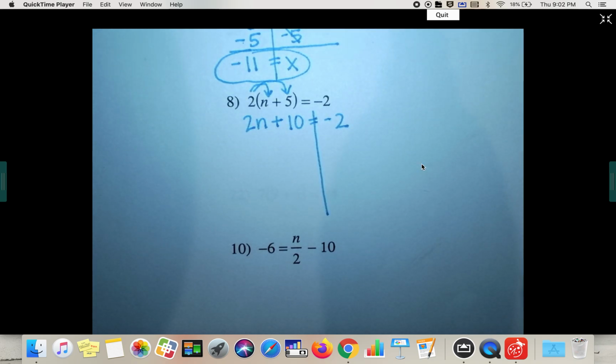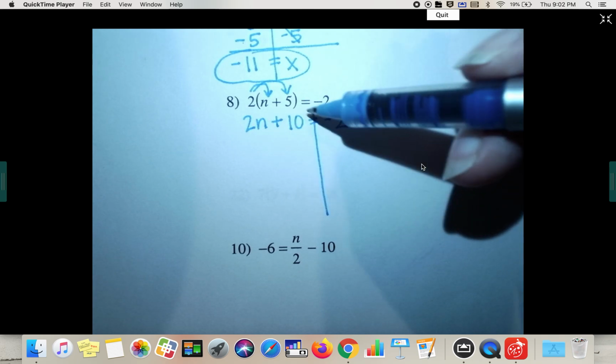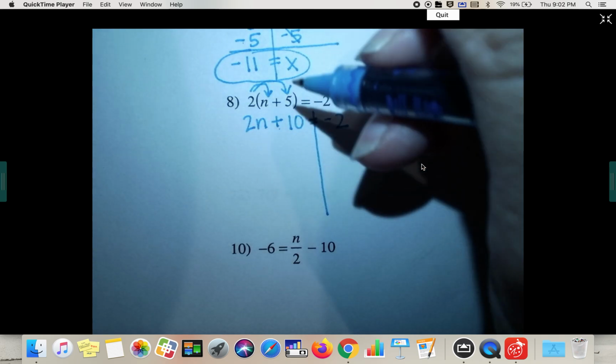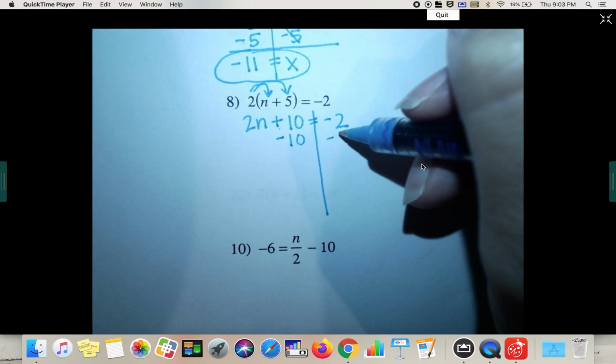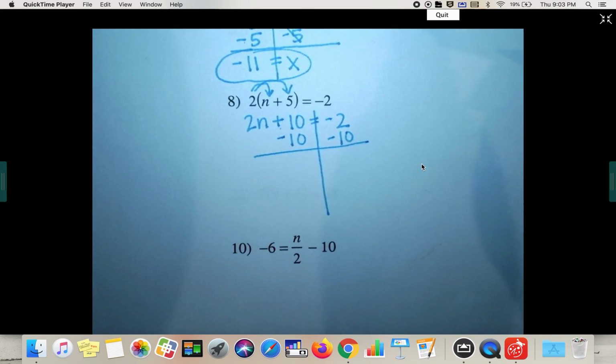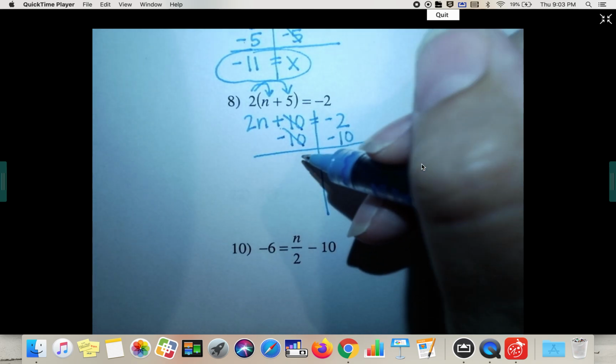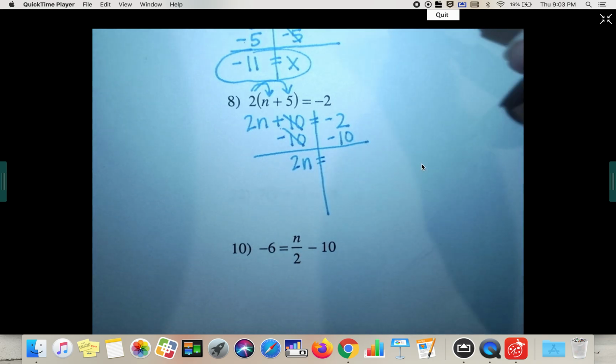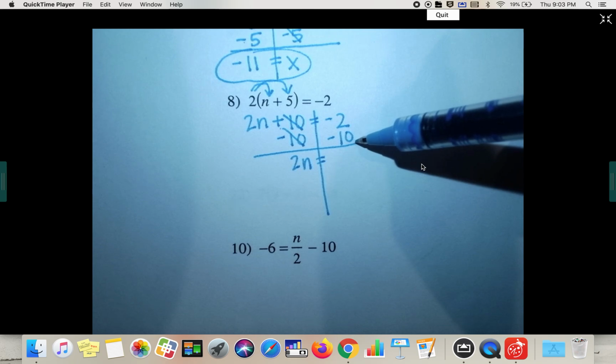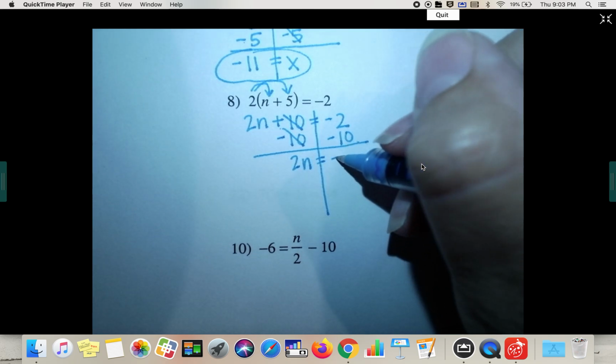All right, next, keep the multiply and divide together. Let's get rid of +10 by doing -10 on both sides. Okay, those cancel. Bring down your 2n. Again, you can put it in your calculator if you're not sure, but -2 minus 10 more is actually -12.